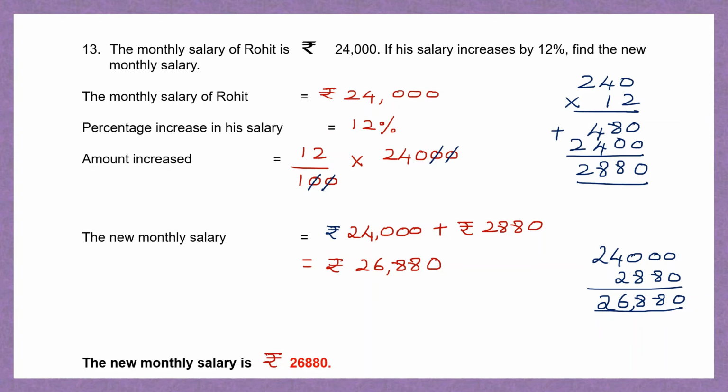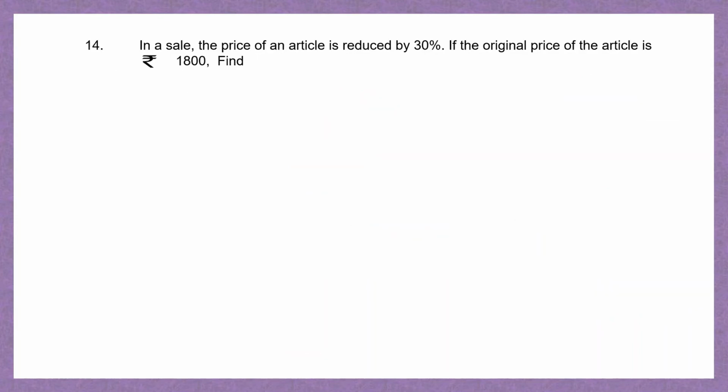26,880 rupees. Question 14. In a sale, the price of an article reduced by 30%. If the original price of the article is 1,800, we need to find two things. One, the reduction in the price of the article. Okay, so here we know that in a sale, the price of one article has reduced. Now we know the percentage, but we don't know the amount and we need to find that amount. So let's start finding that.